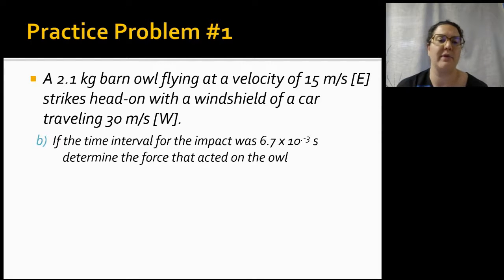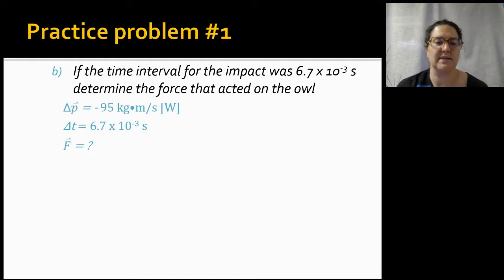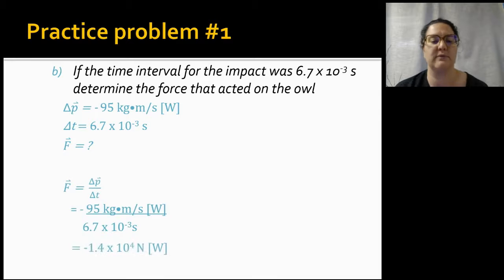So the data that we had: our original change in momentum at negative 95 kilograms times meters per second west, a time interval of 6.7 times 10 to the negative 3 seconds, and we're going to calculate our force. So negative 95 kilograms times meters per second divided by 6.7 times 10 to the negative 3 seconds gives us a total force of negative 1.4 times 10 to the 4 newtons. Now it's negative because this force was acting to stop the owl and instantly changed its direction.